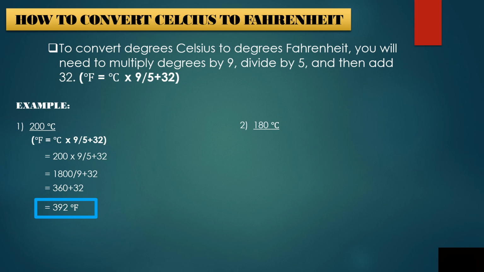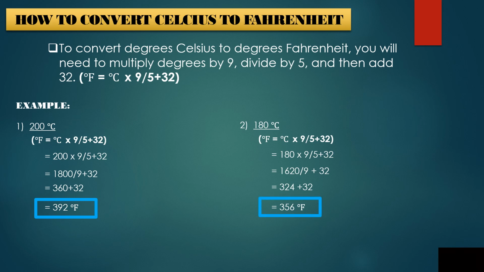Okay, another example. 180 degrees centigrade. Sulat lang din natin yung ating formula. And then, 180 times 9 divided by 5 plus 32. So, 180 times 9 is equal to 1,620. 1,620 divided by 5 plus 32. So, 1,620 divided by 5 is equal to 324 plus 32. So, it is equal to 356 degrees Fahrenheit. So, yan yung ating final answer.